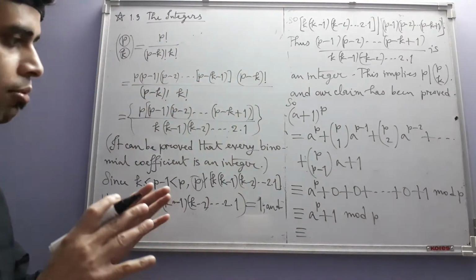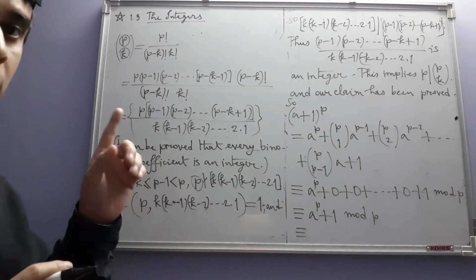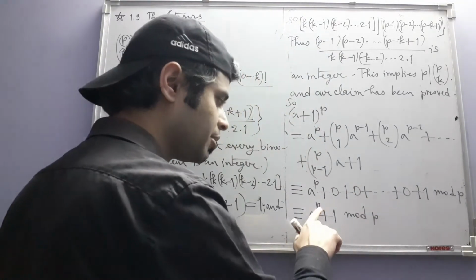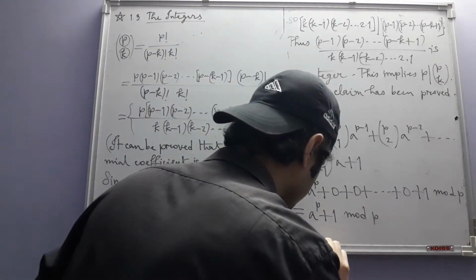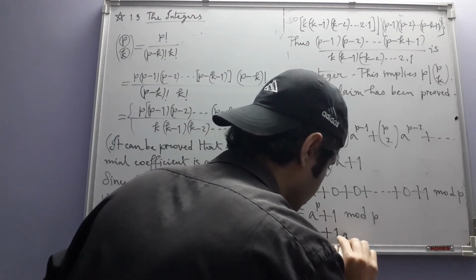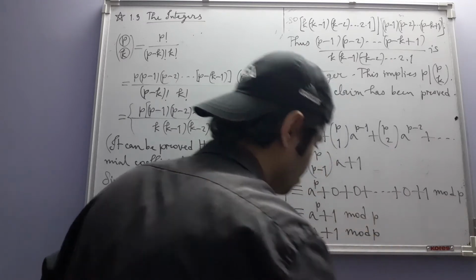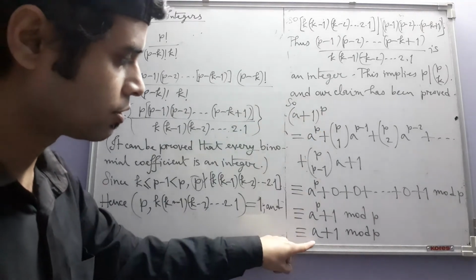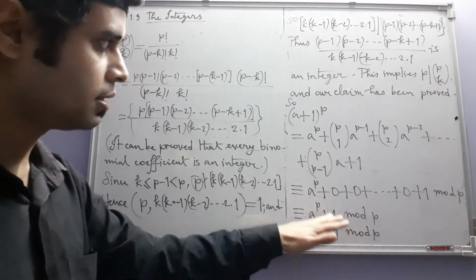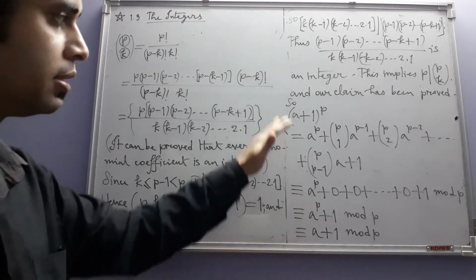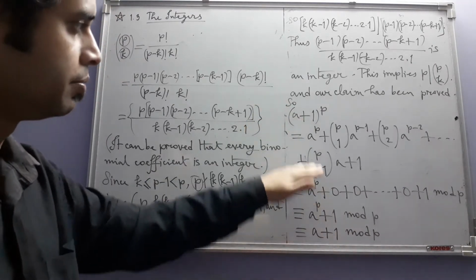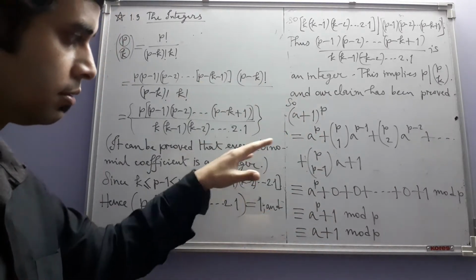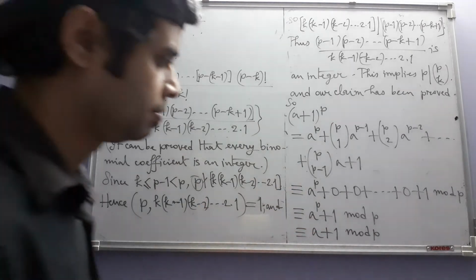Okay, now what is our induction hypothesis? Keep that in mind. Our induction hypothesis was that a to the power p is congruent to a. So in place of a to the power p, I can write a, giving a plus 1 mod p. So you see this, (a plus 1) to the power p is congruent to a plus 1 mod p. So this is the induction step. We have completed the proof by induction here. We have proved the result for a plus 1 based on the assumption that the result is true for a.